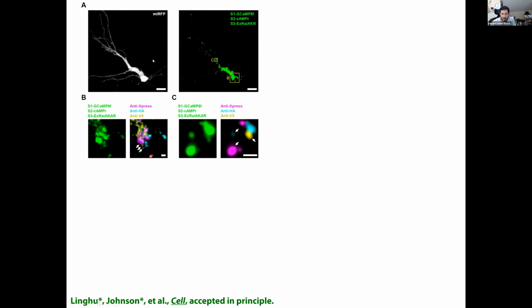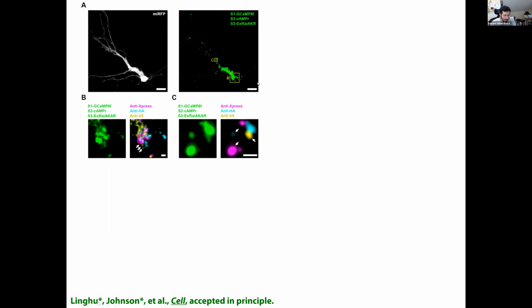So panel A shows a cultured neuron. On the left is just the anatomy. On the right are a bunch of green dots. These green dots are from 3 different clustered indicators: GCaMP6, a calcium indicator; cAMPr, a cyclic AMP indicator; and XRACAR, a PKA indicator. Some of you might know that these are some of the most important signals in all of biology. They're involved with everything from learning and memory to cancer metastasis and everything in between.